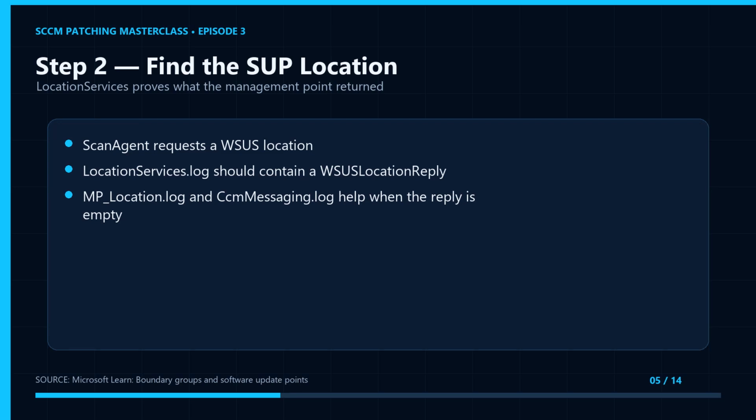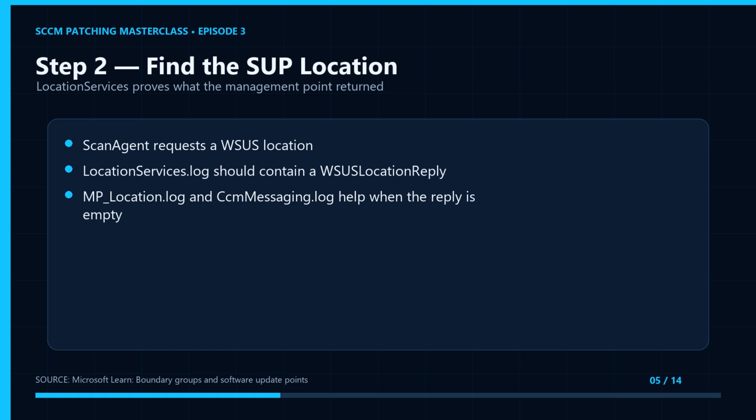Next, follow the location request. ScanAgent requests a WSUS location from Location Services. LocationServices.log should show a WSUS location reply and call back with an approved software update point URL and content version. If the reply is empty, check CcmMessaging.log for client to management point communication and MP_location.log on the management point for the request and response.